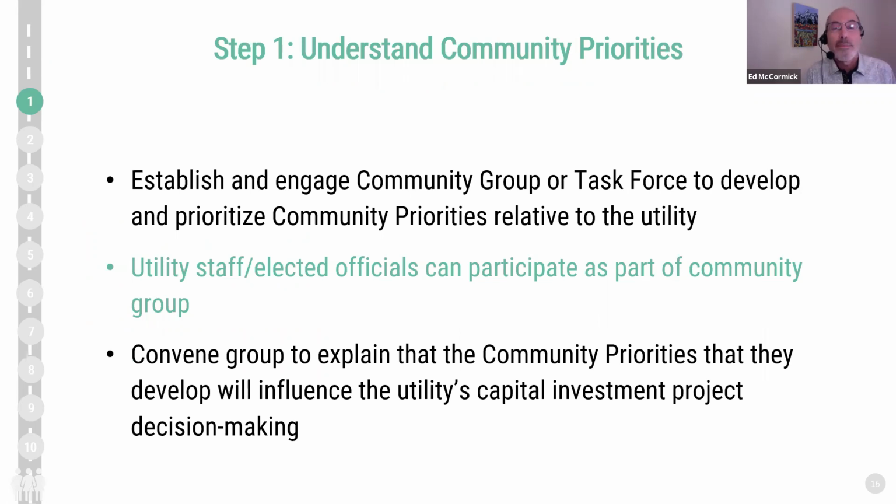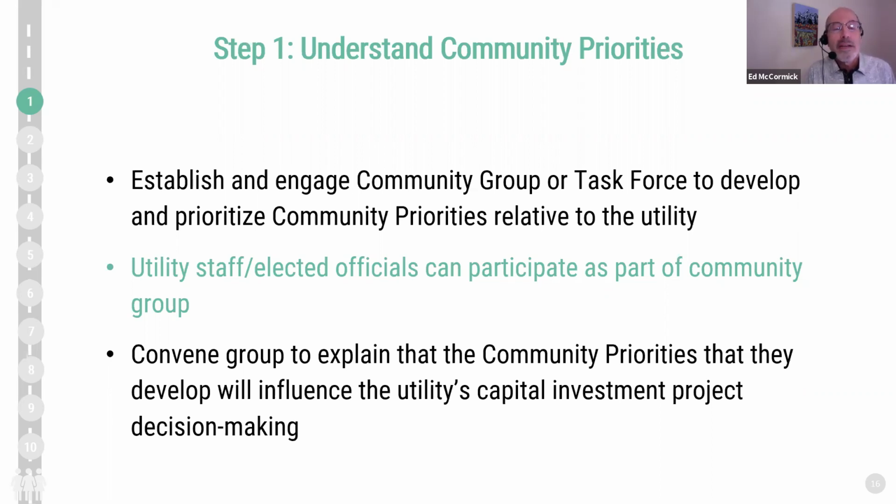So the first step is really understanding community priorities. A way to do this is to establish and engage a community group or a task force, and just develop and prioritize the community priorities relative to the function of the utility.